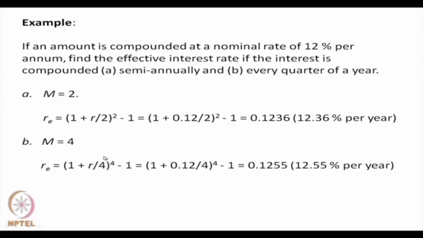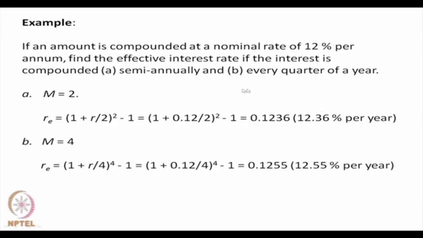So, suppose that it is semi-annual compounding, M is equal to 2, R is defined as 12%. Therefore, it is 1 plus 0.12 by 2 whole square minus 1, and this quantity is obtained as 0.1236, which is 12.36% per year. So, although the nominal rate is 12%, when it is compounded semi-annually, the effective interest rate is higher at 12.36% per year.